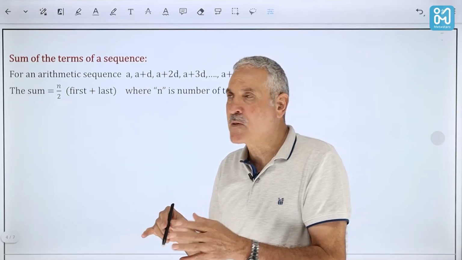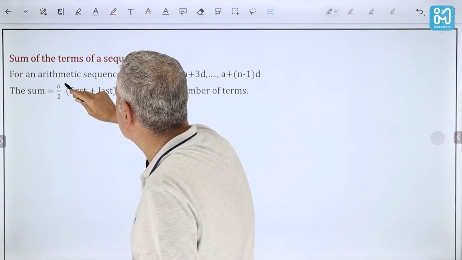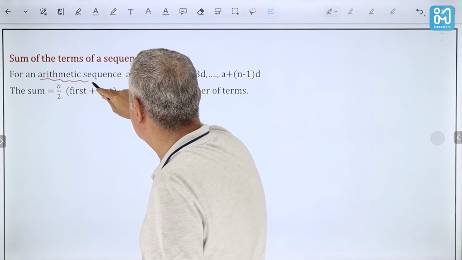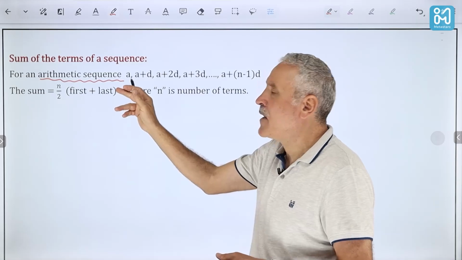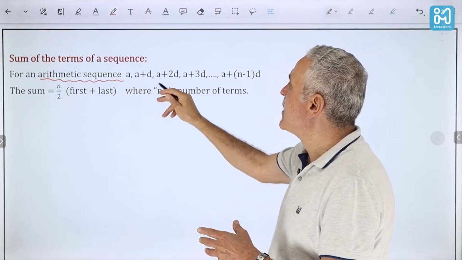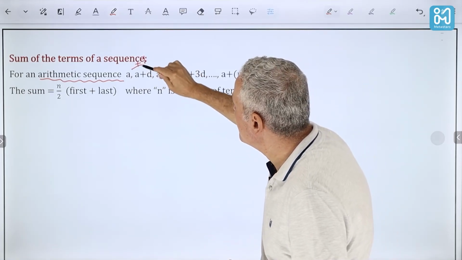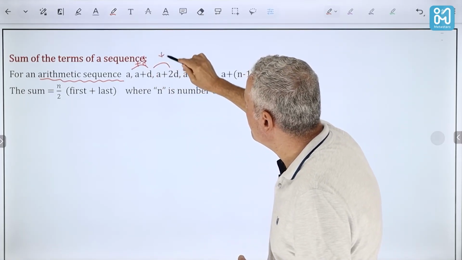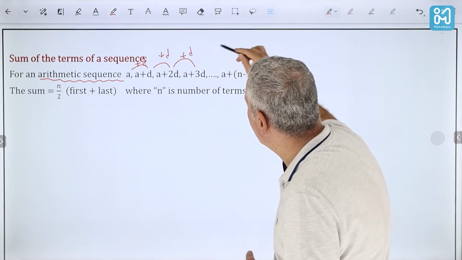And most of the times, or actually what I have seen, is finding the sum of arithmetic sequences. An arithmetic sequence in general is one term, we call it A, let's say, then you add the common difference D, then you add another D, then you add another D, so that's plus D, plus D, plus D, and so on.